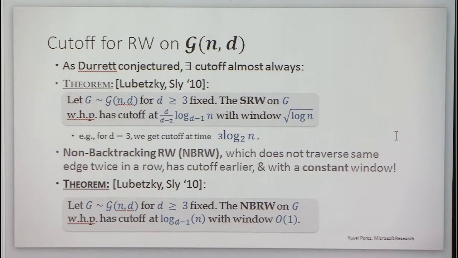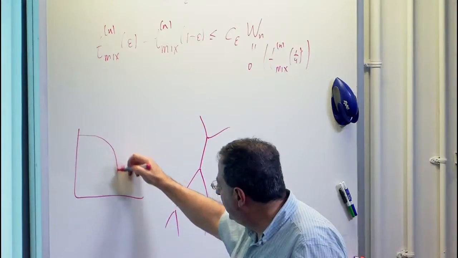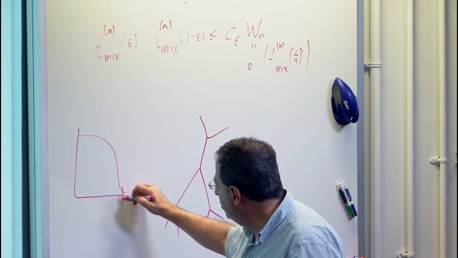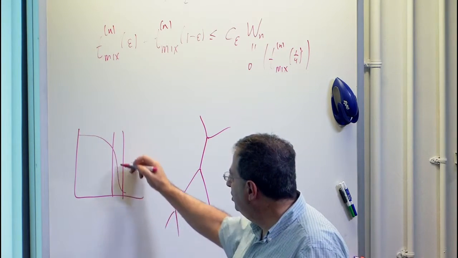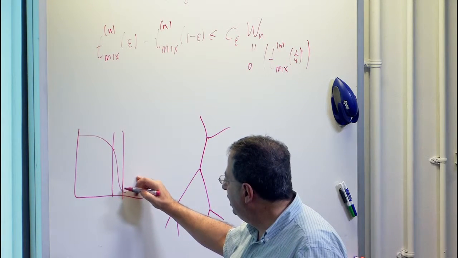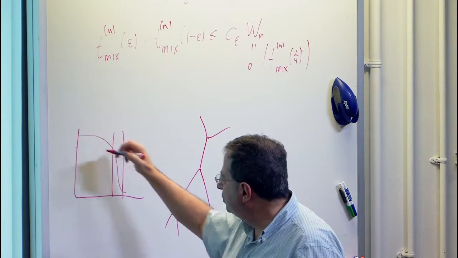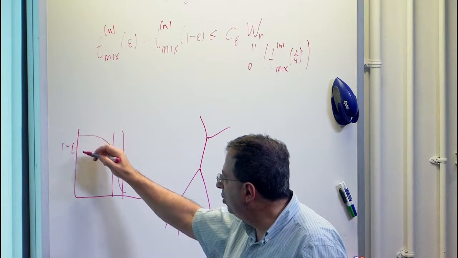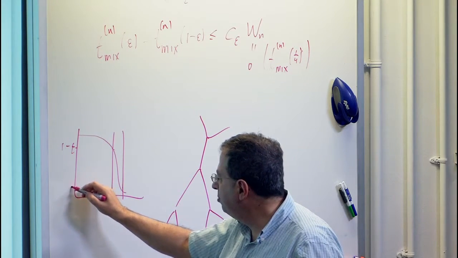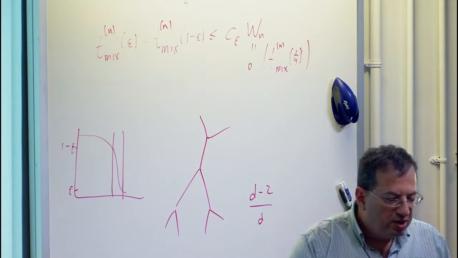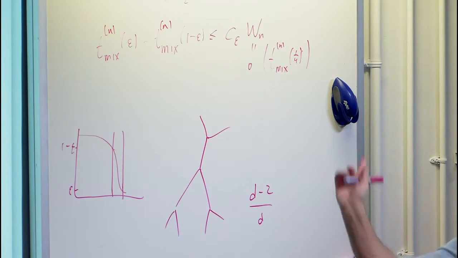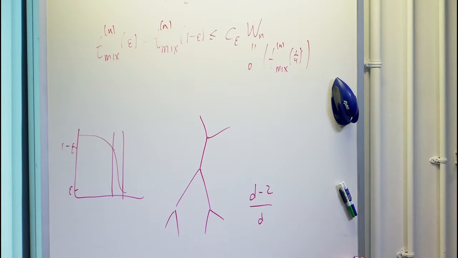So that's the window, and it reflects in this picture. If we look at the total variation distance to stationarity, it decays like that, and the window tells you the size of the region where you go from total variation distance 1 minus epsilon to total variation distance epsilon. And of course, the width of the window is influenced by epsilon, but only in this multiplicative constant.